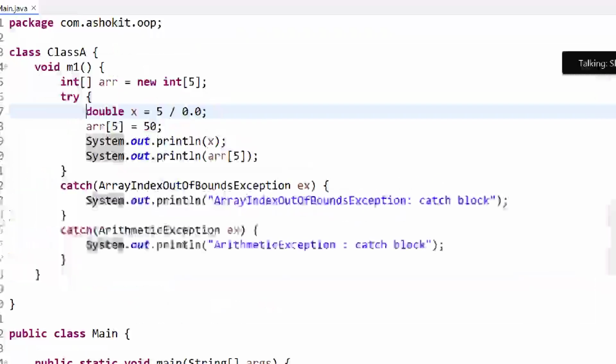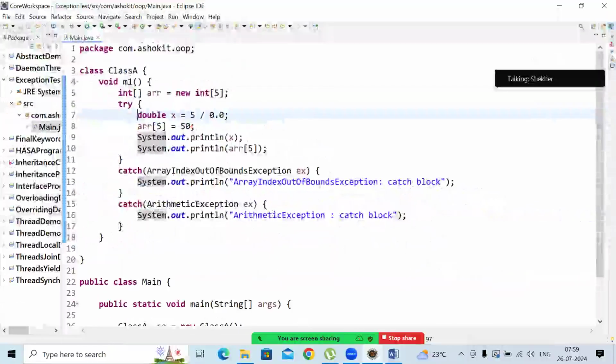What exception occurs at line number 8? Array index out of bounds exception. If we write arr of 5 equal to 50, the array index out of bounds exception occurs. Tell me, if this exception occurs, where does control jump?